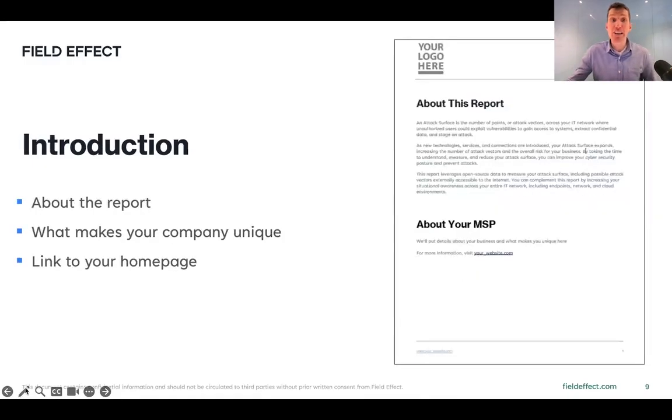Next, we get on to the introduction. Again, we're going to tailor this so that you're the stars of the show. We'll take a chunk from your website, the About Us section, or you can send us some custom text, and we can highlight in the second part of this page what's unique about your business and the services that you offer to your customers. We'll also attach a link to your homepage so that the person receiving the report can find out more details about you.